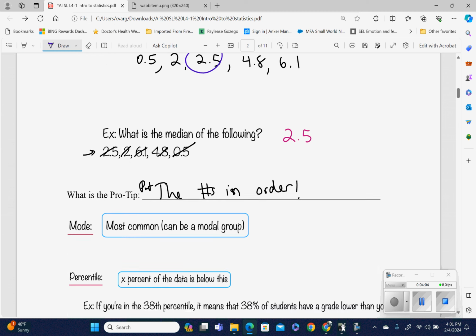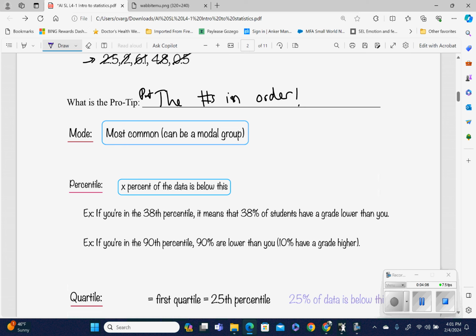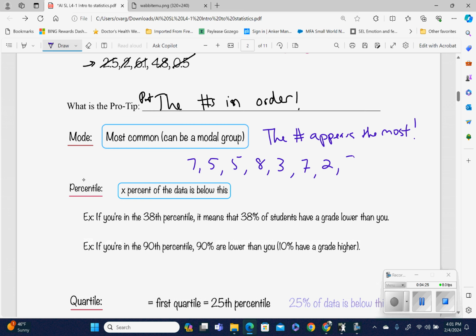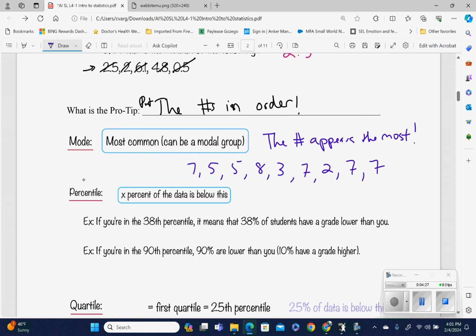All right. So mode is the number that appears the most. That's what mode is, right? So if I had 7, 5, 5, 8, 3, 7, 2, 7, 7, right? I know that the mode has to be 7 because it appears the most, okay?